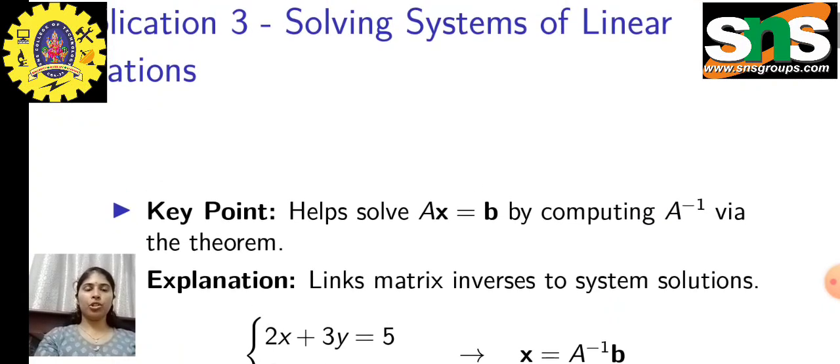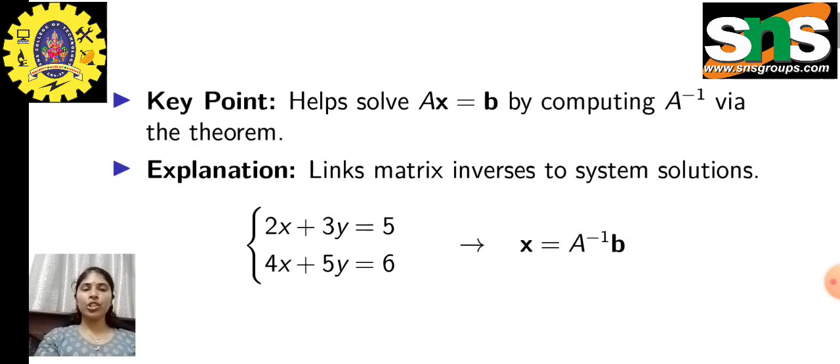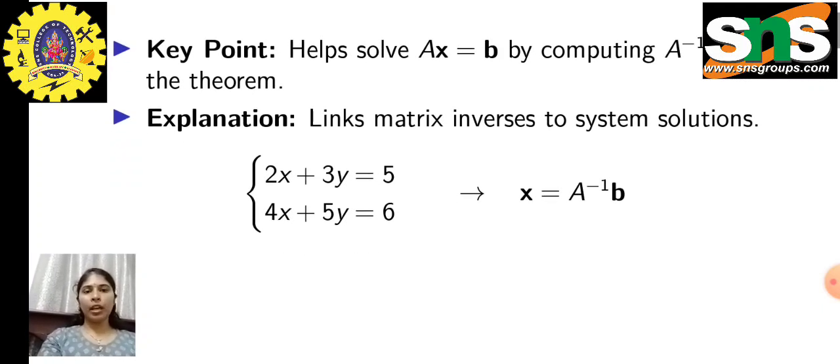Next, the third application is solving systems of linear equations. This helps in solving Ax equal to B by computing A inverse via the theorem. For the explanation, we have two equations: 2x plus 3y equal to 5 and 4x plus 5y equal to 6. Here, X can be found using X equal to A inverse B.